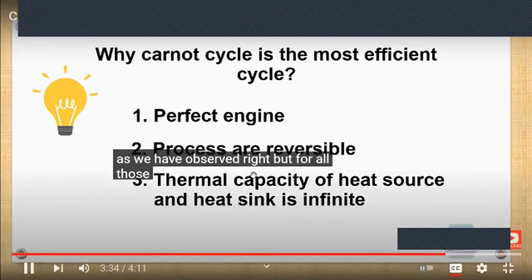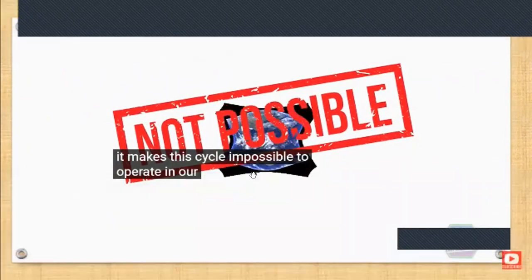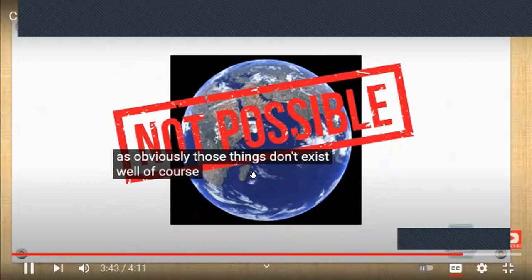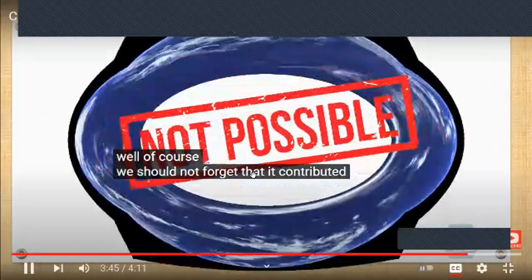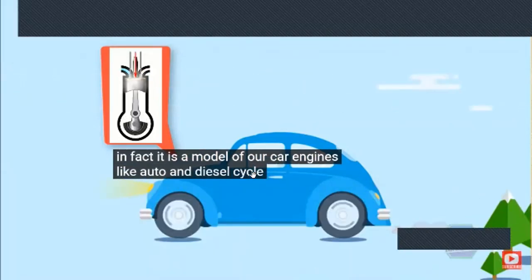But for all those same reasons, it makes this cycle impossible to operate in our real world, as obviously those things don't exist. Well, of course, we should not forget that it contributed so much today. In fact, it is a model of our car engines like the Otto and diesel cycle.